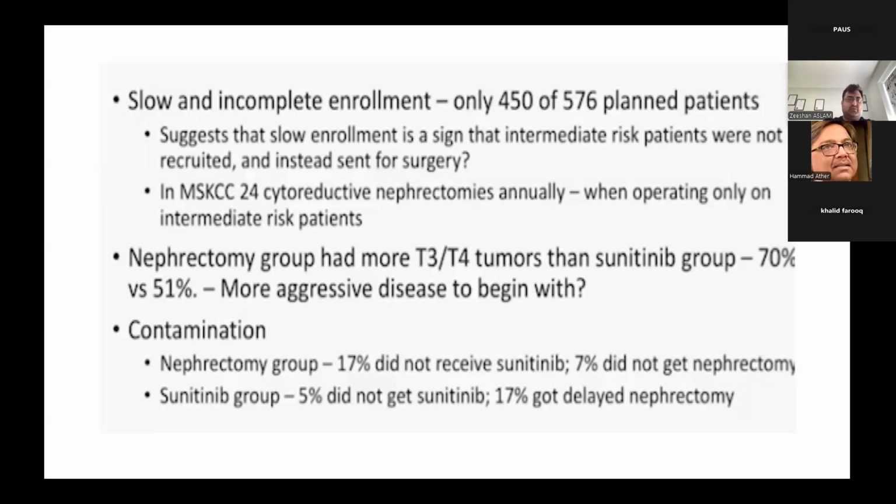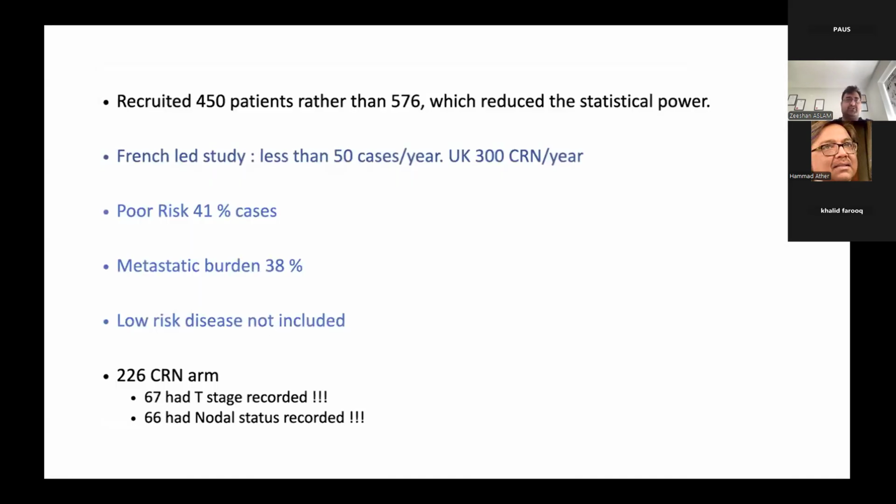And they mentioned that even at MSKCC, they do only 24 or 25 cytoreductive nephrectomies annually. They also picked up that the nephrectomy group had more T3, T4 tumors, 70% compared to 50%. So the cases that were included were aggressive to begin with. And of course, just like many other trials, there was some contamination.